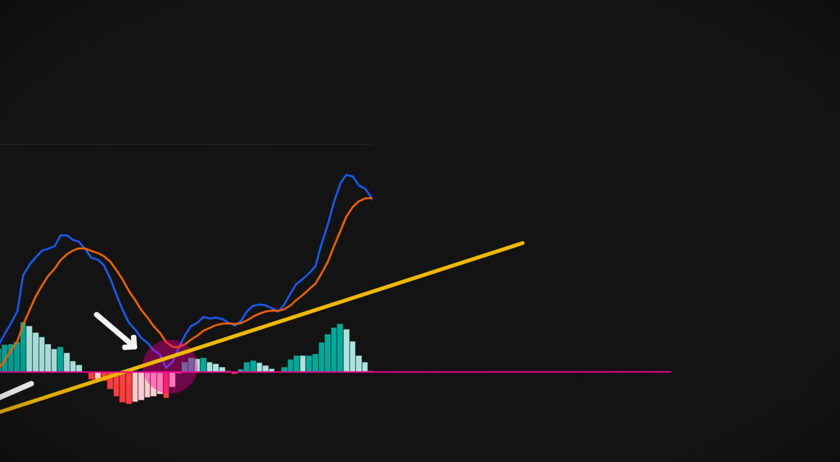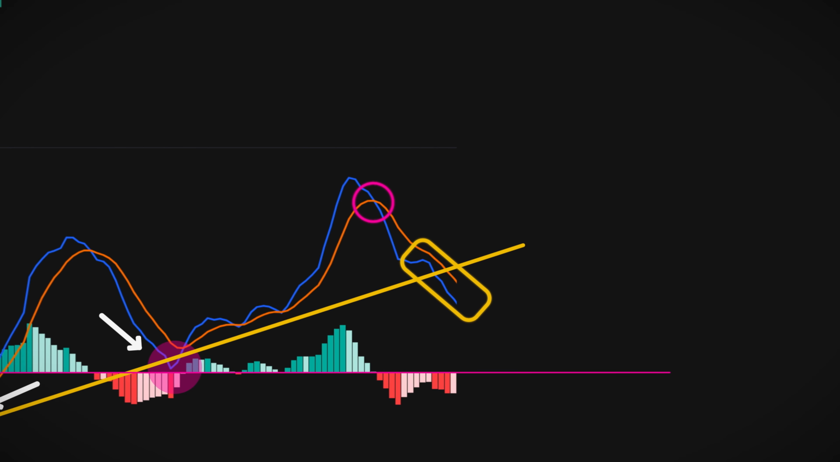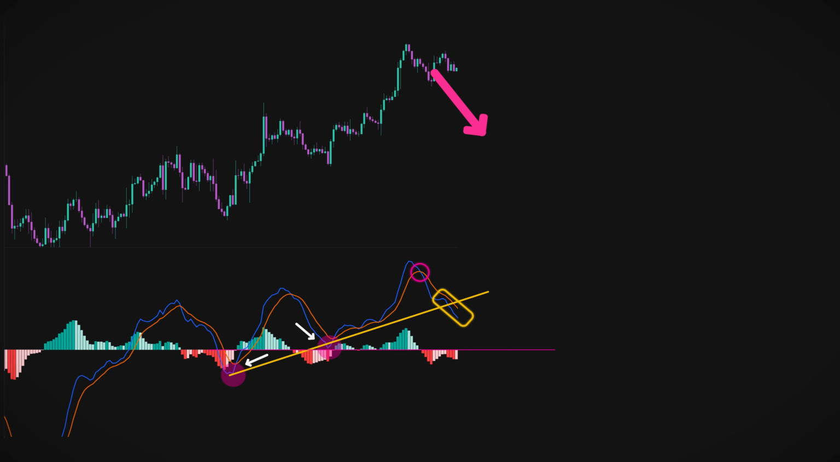The key signal comes when the MACD line and the signal line cross below the trend line. In this example, this happens just as the price stalls near a resistance zone, adding extra confirmation. This is when you'd consider entering a short trade.